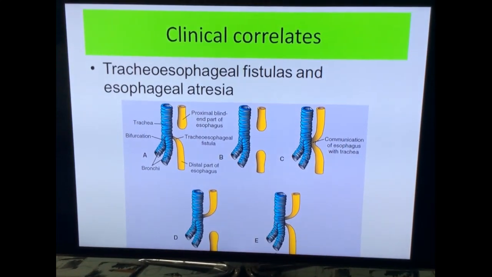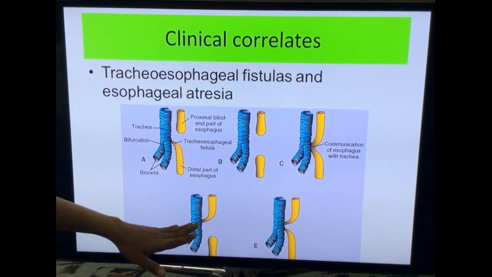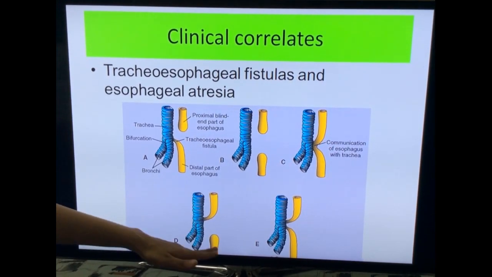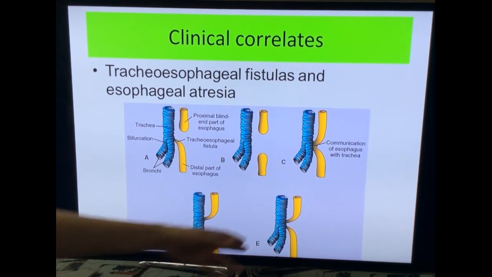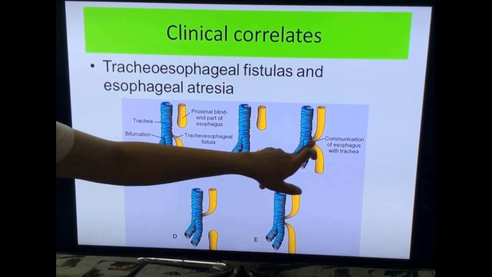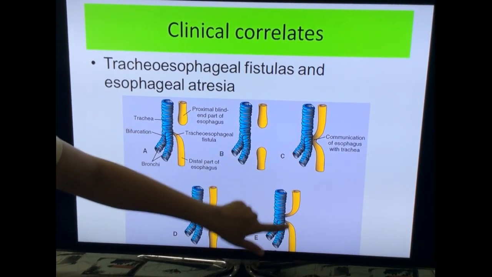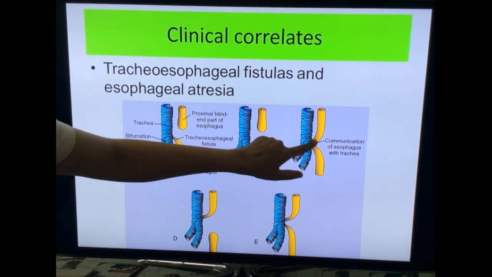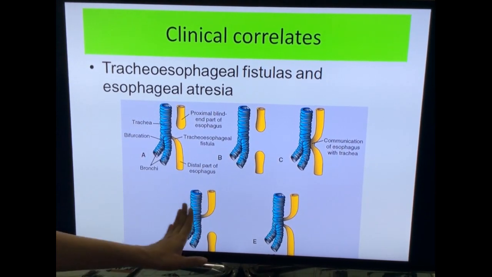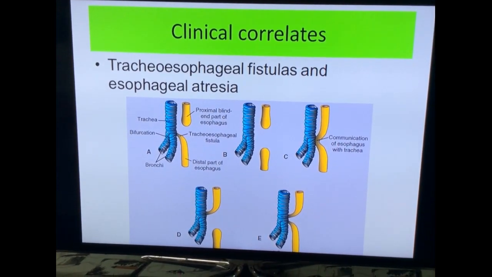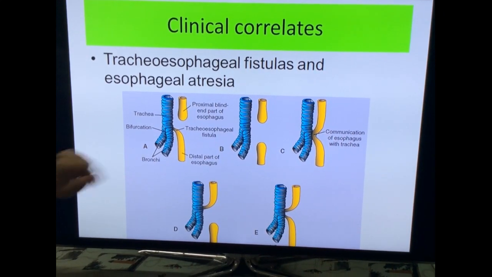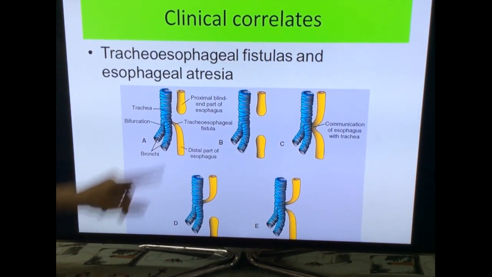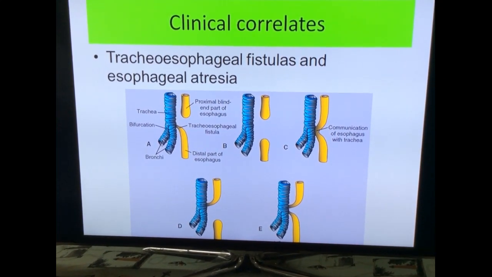Then the next types are very less common, where the upper end has a fistula and the lower end has atresia. Here the connections are single, but here the connections are separate. So these two are very less common. The most common type is the first one, A, where there is a fistula at the lower end, the distal part of the esophagus, and the proximal end is closed.